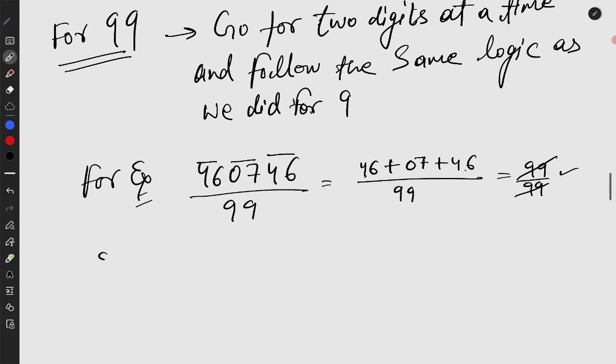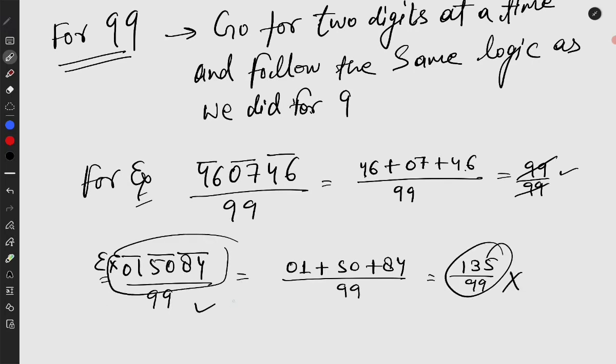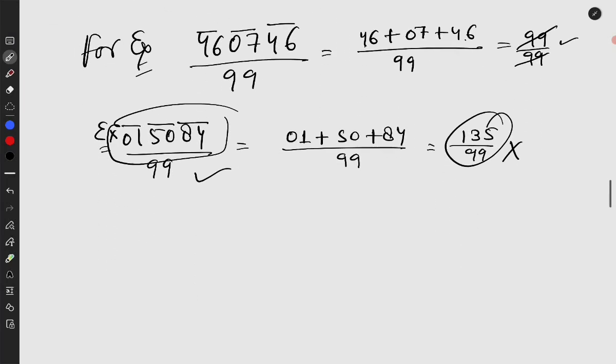Let's take another number, for example 15084. Let's test for 99. Look, if we pick these pairs, now for 1 there is no pair left, so we can make it a pair. That doesn't matter much. 01 plus 50 plus 84 is 135. Now 135 won't be divisible by 99, hence this number will not be divisible by 99.